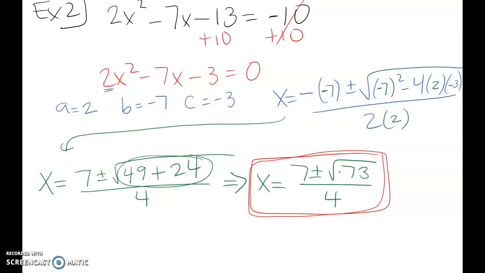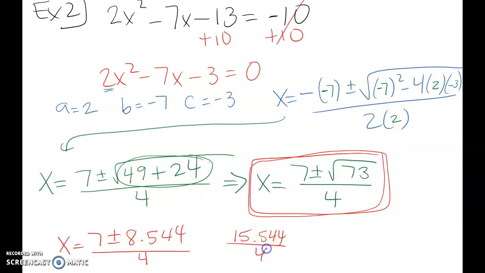Is 8.544. So I would have x equals 7 plus or minus 8.544 over 4. And then I would say 7 plus 8.544 is 15.544 divided by 4. And that would be 3.89.